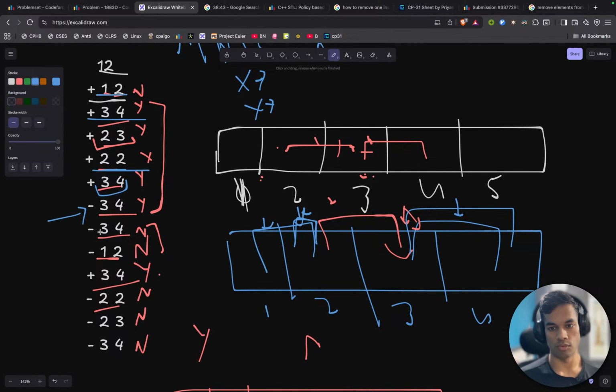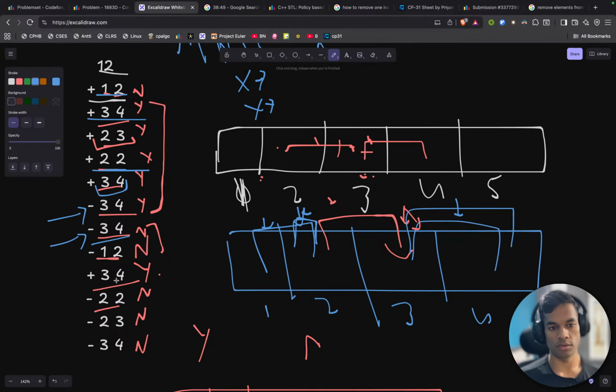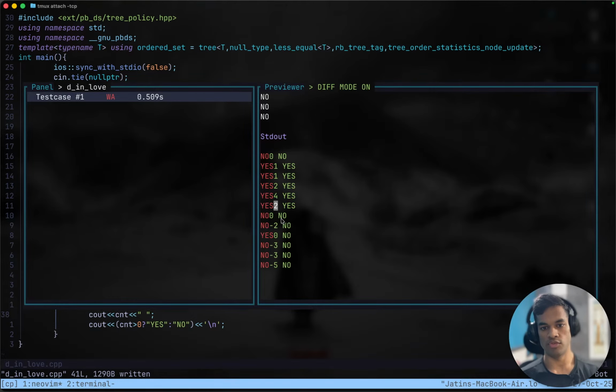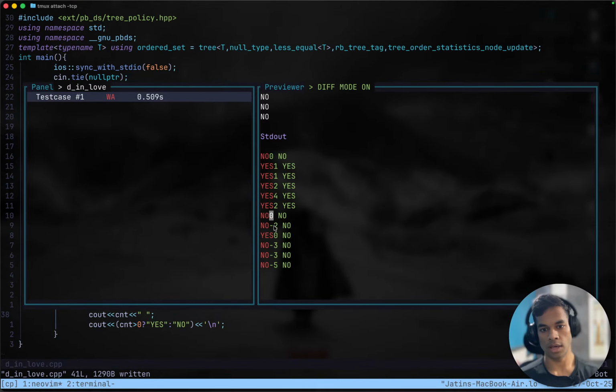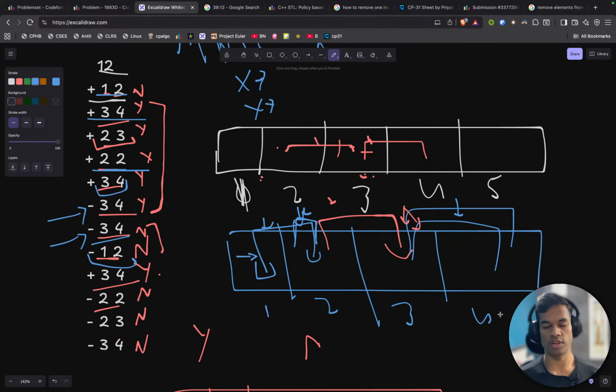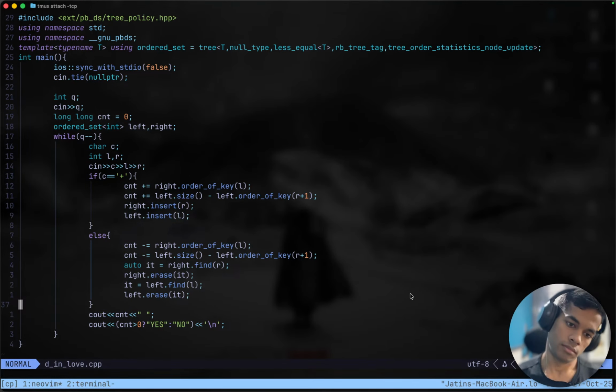And then we removed 3 and 4. This became 2, which is cool. And then we removed 3 and 4 again. So the answer should have been 0, which it is. Then we remove 1 and 2, but the answer became minus 2, which is not very correct.